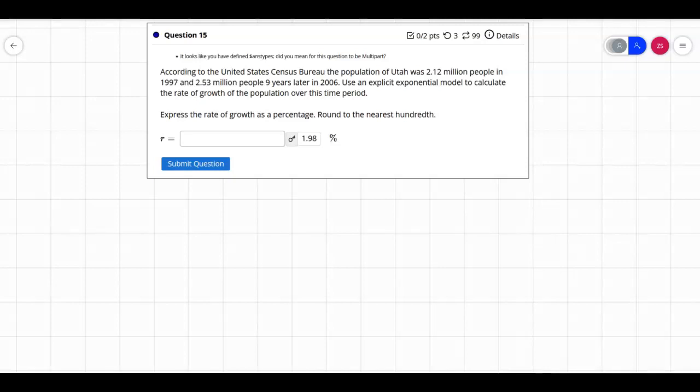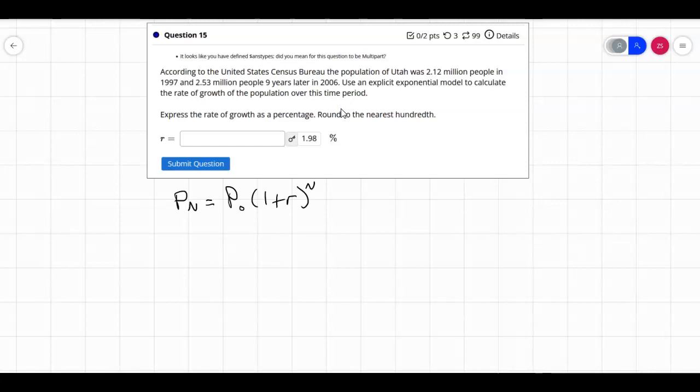Take a look at what it takes to find the rate in an exponential model. So first off, our exponential model that we're using is P sub n equals P sub 0 times (1 plus r) to the n.